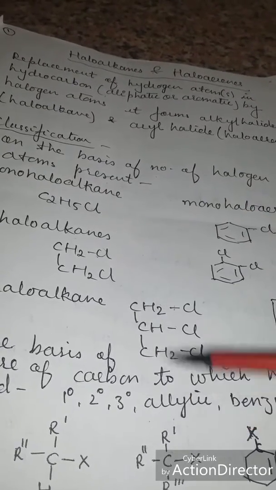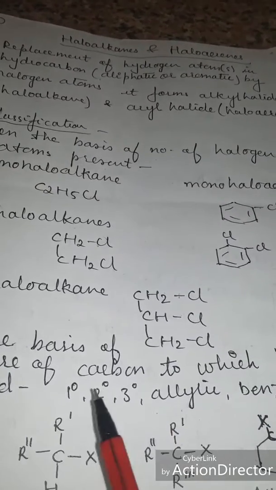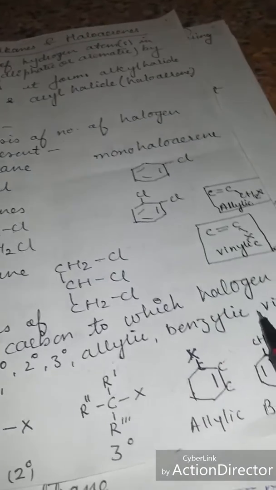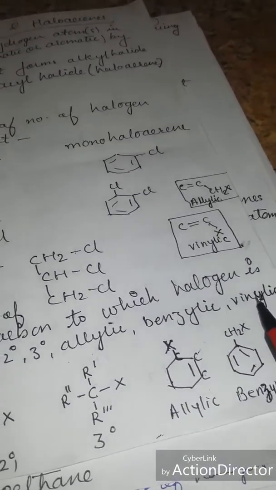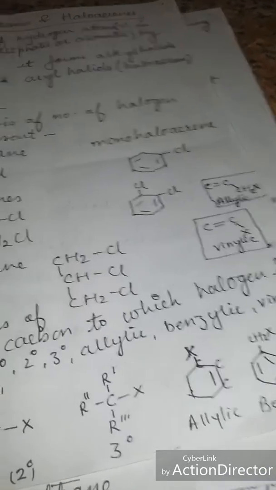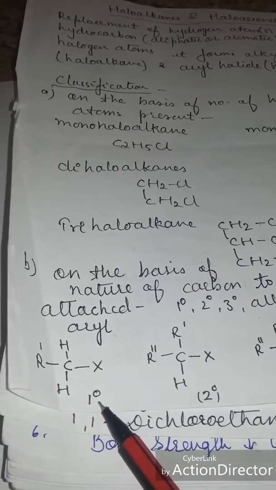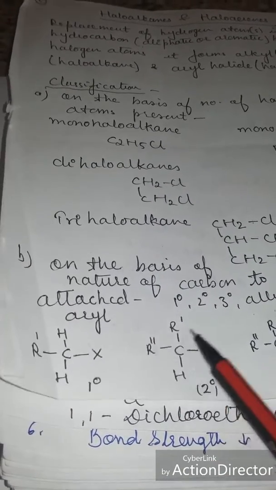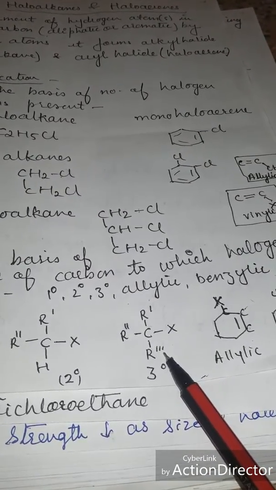Now let us come to the basis of the nature of the carbon to which the halogen is attached. It can be primary, secondary, tertiary, allylic, benzylic, vinylic or aryl. So if it is attached to a primary carbon, it is primary. It can be secondary if it is attached to a secondary carbon. It can be tertiary if it is attached to a tertiary carbon.